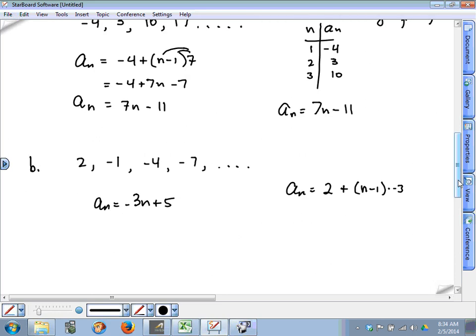Just for the sake of practice, even though it's not necessarily part of this lesson, it's part of last lesson. The students seem to struggle with this on the final exam. Write a recursive formula for this sequence. We've written an explicit formula. Write a recursive one. It's really easy for arithmetic sequences. Really easy.